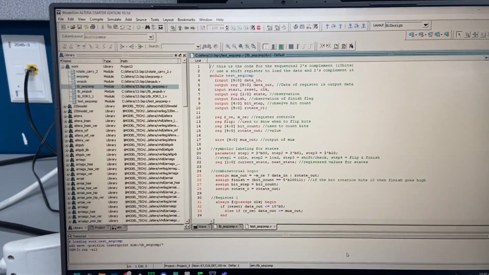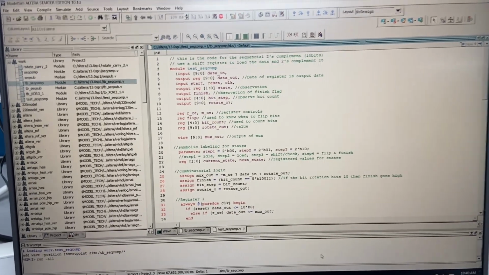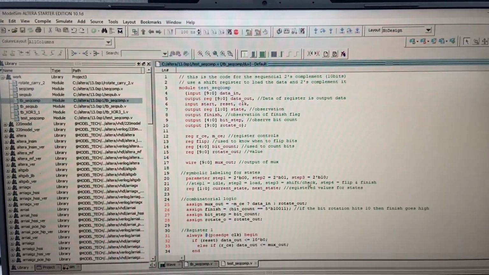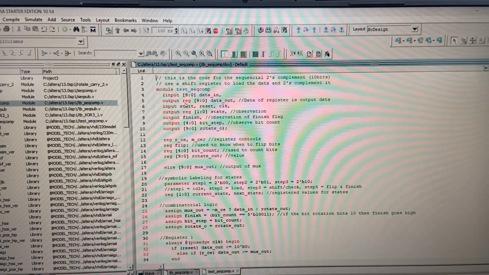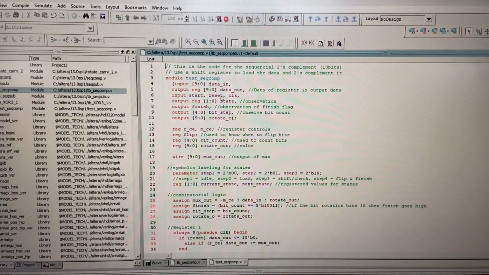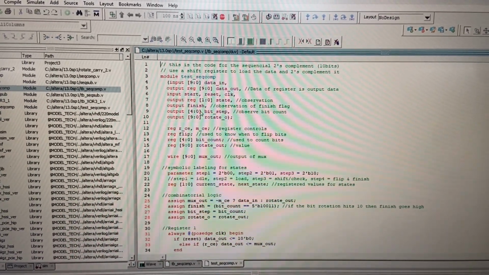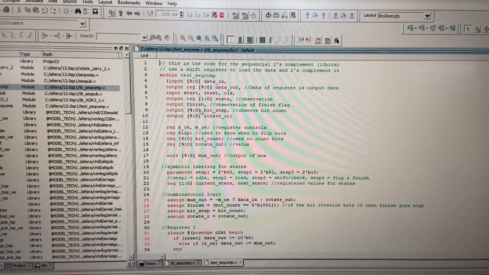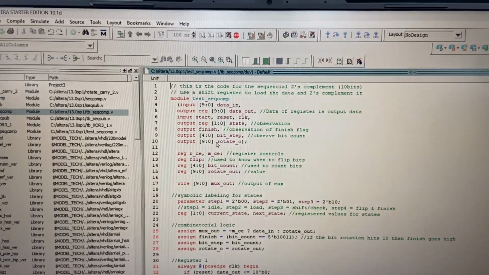Okay, for this circuit, we have a sequential twos complement, where basically we're taking a 10-bit input, and then we're gonna have a 10-bit output. We have a start, a reset, a clock, our state for observation, a finish for observation, so we know it's done, and a bit step for knowing which bit it's actually seen, and then the rotate out. These are all for observation.